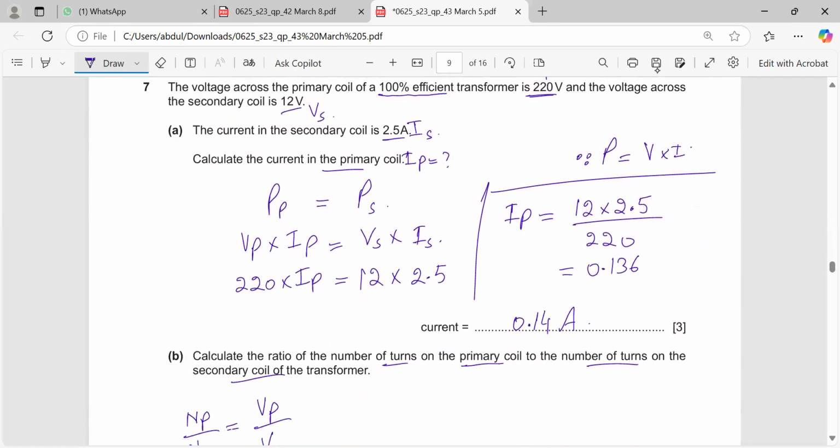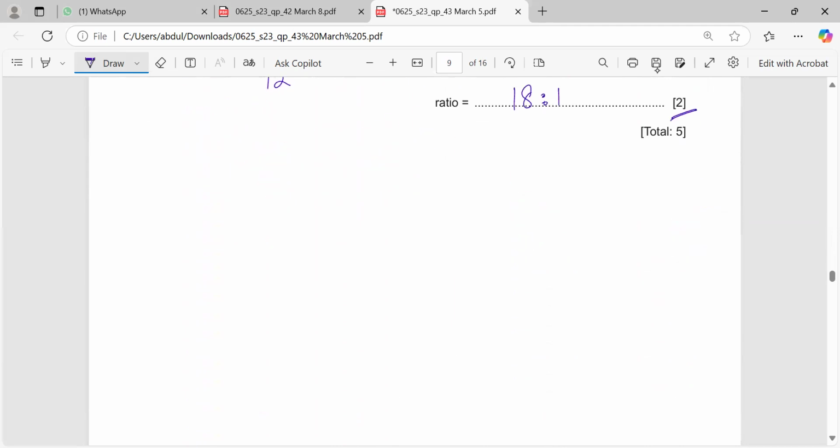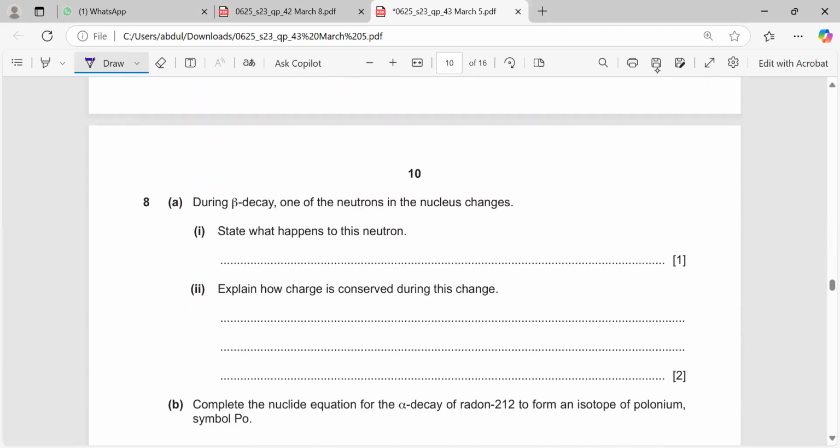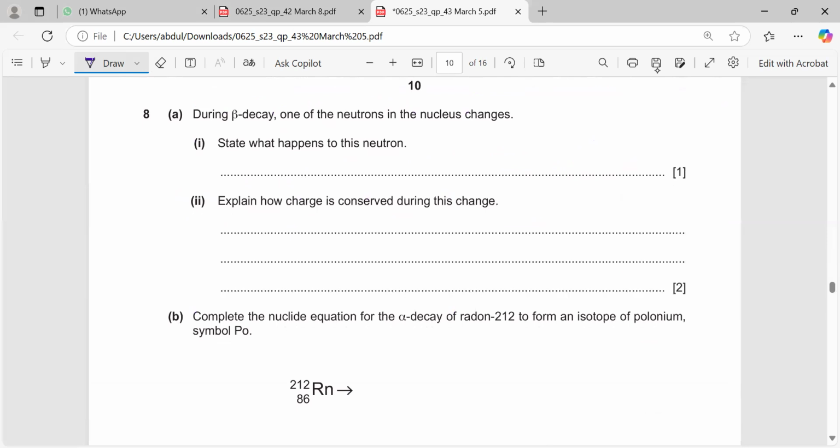The next question we have already solved. It was so simple. We discussed it already. Now let's move to a nuclear and atomic physics question. During a beta decay, one of the neutrons in the nucleus changes. State what happens to this neutron. So let's start. What happens to this neutron?